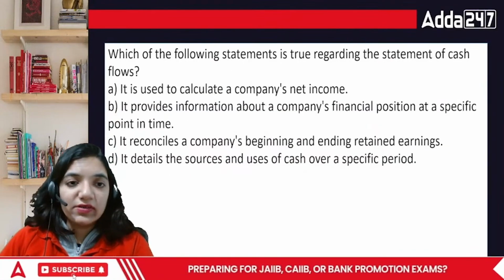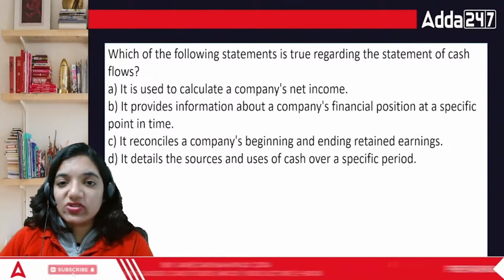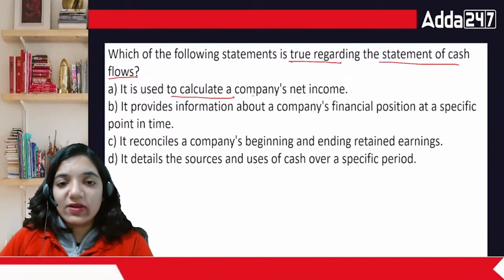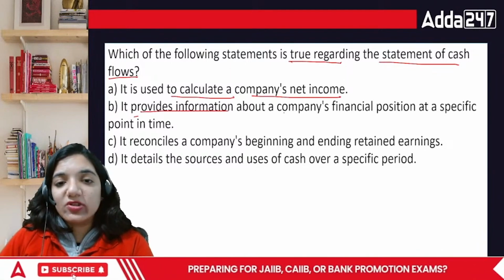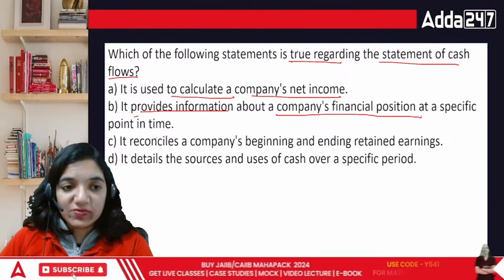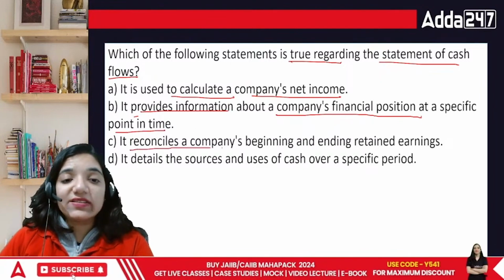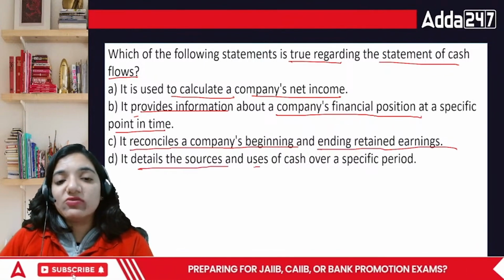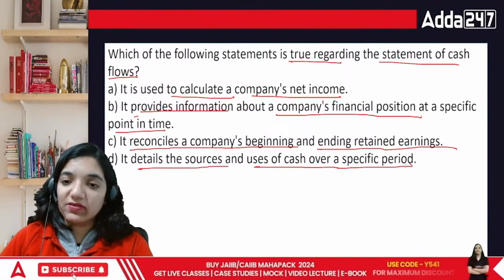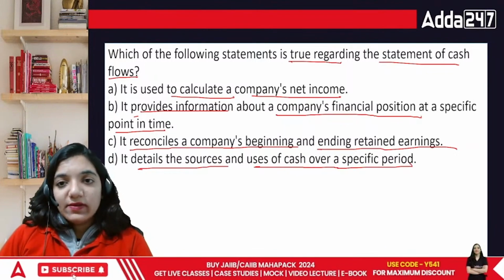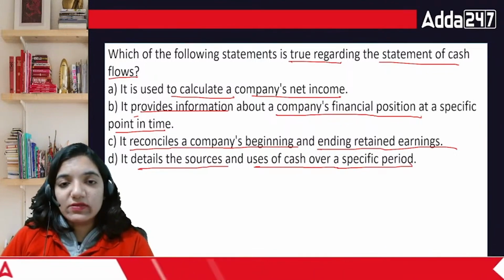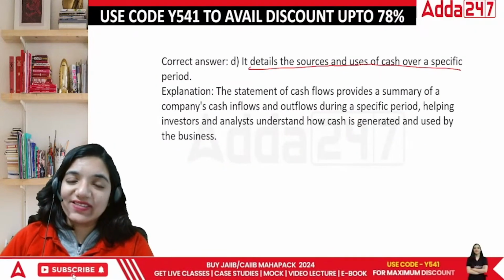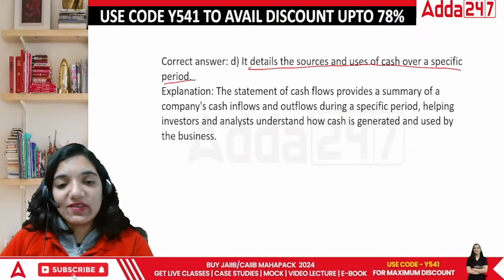Next question. Which of the following statements is true regarding the statement of cash flows? It is used to calculate the company's net income. It provides information about the company's financial position at a specific point in time. It reconciles the company's beginning and ending retained earnings. It details the sources and uses of cash over a specific period. Cash flows. What is true about cash flows? It details the sources and application of funds. This is similar to the question that was given in the very beginning, everyone.